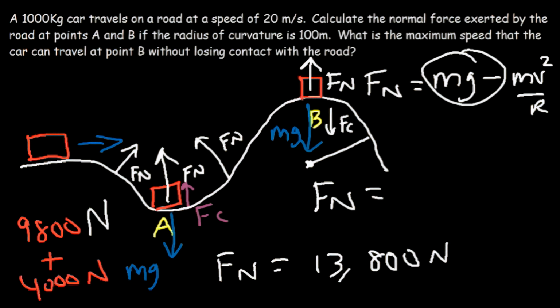Now at point B, it's the difference between those two numbers. It's the weight force, which is 9,800, minus the centripetal force, which is 4,000. So that would give you a normal force of 5,800.